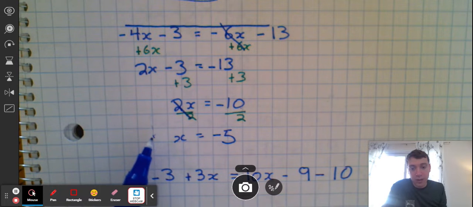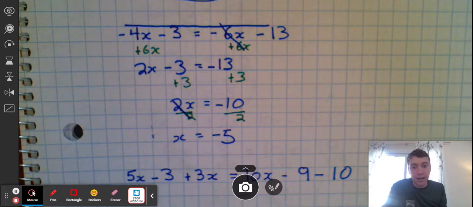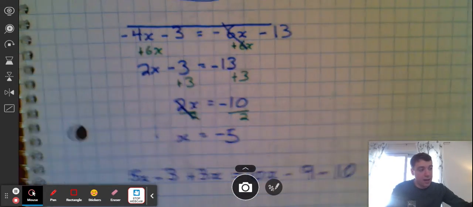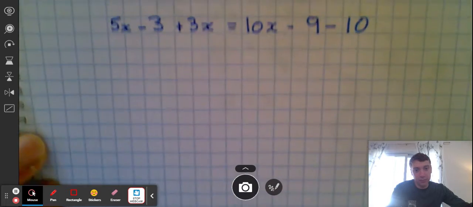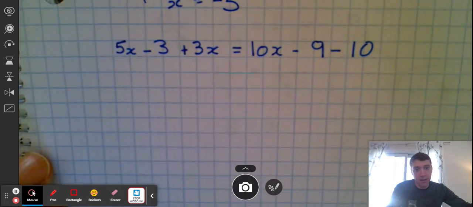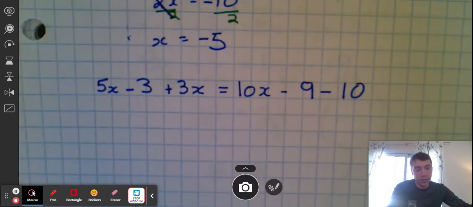When I'm done the equation, I should have isolated x, so the variable is by itself on either the left or the right side. Let's just do one last question. This one is a little bit longer. It kind of combines what we were working on previously with what we've been doing today.